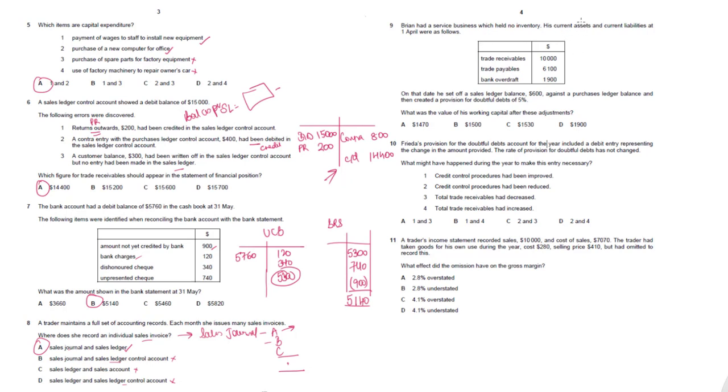Brian had a service business which held no inventory. His current assets and current liabilities on 1st April were as follows. On that date, he set off a sales ledger balance of $600 against a purchase ledger balance and then created a provision for doubtful debts of 5%. What was the value of his working capital?